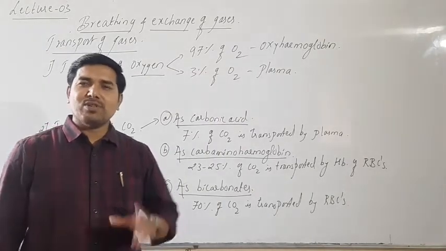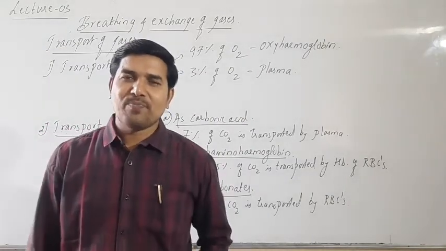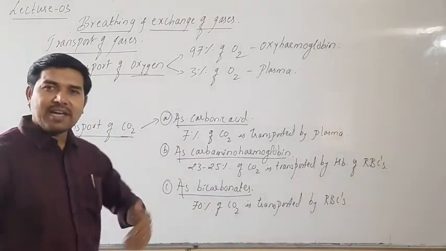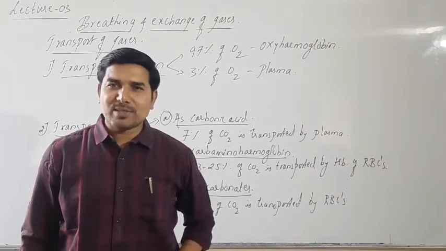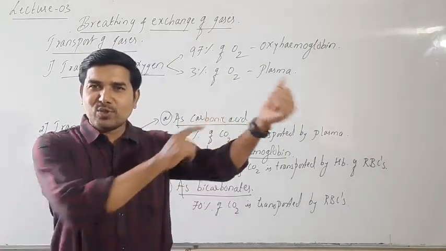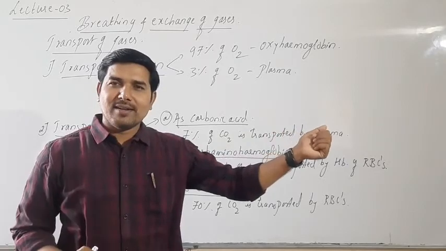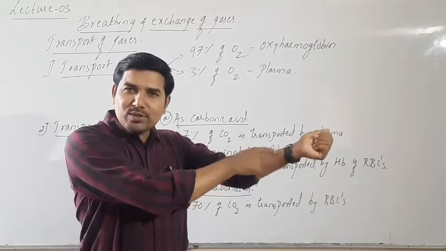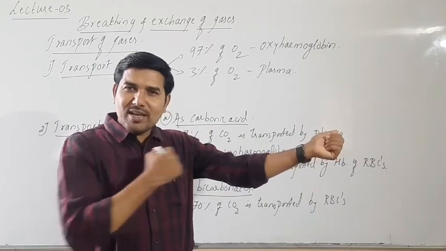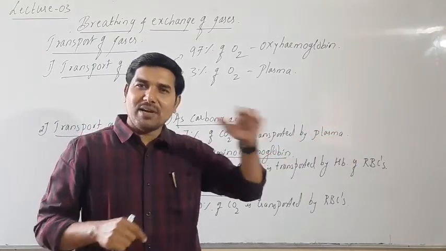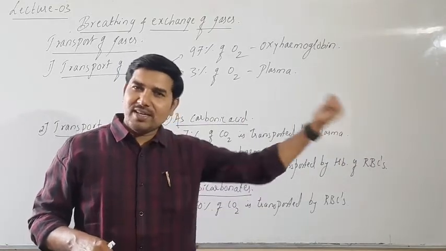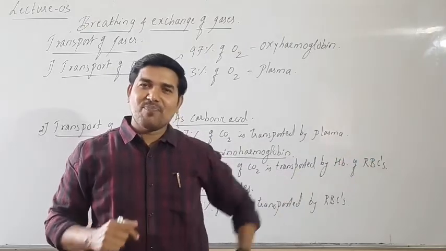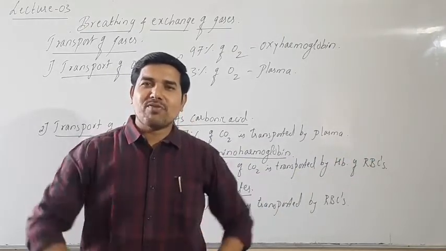Now look at how the transport and exchange of gases occurs. One, how oxygen is transported, and how carbon dioxide is transported. Oxygen is transported from the lungs to the tissues through the blood. Then carbon dioxide is transported from the tissues to the lungs through the blood. The medium is the same, that means the blood has to carry the oxygen, and simultaneously bring the carbon dioxide towards the lungs for the exchange of gases.